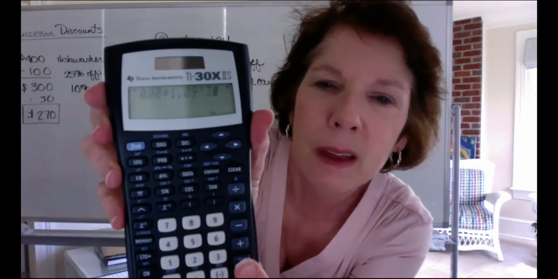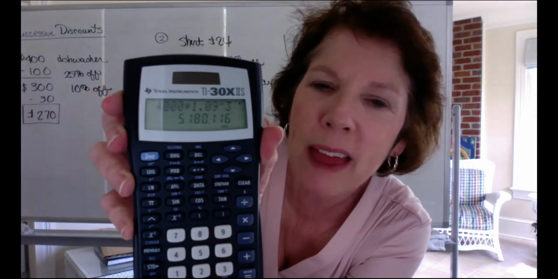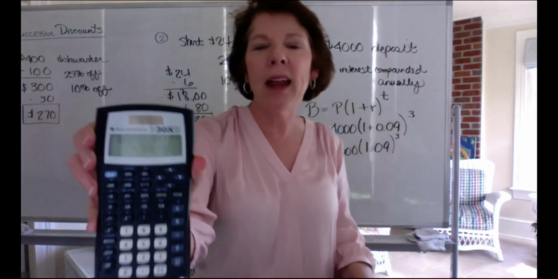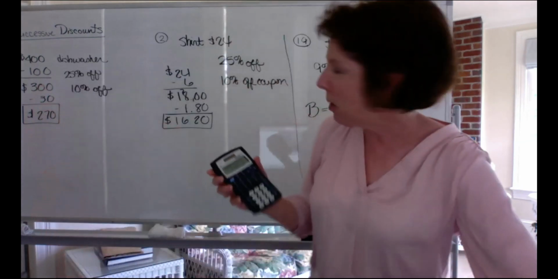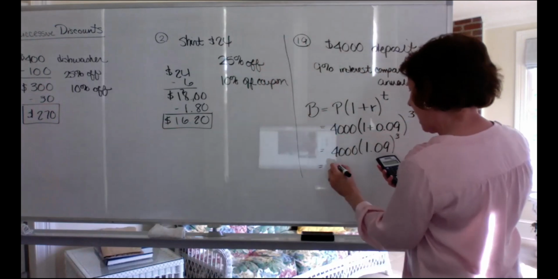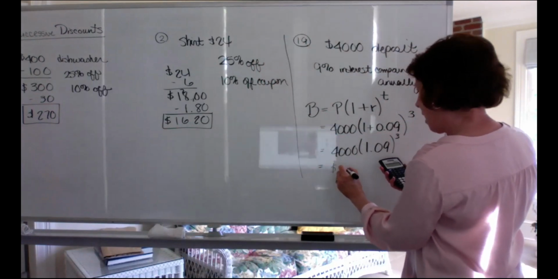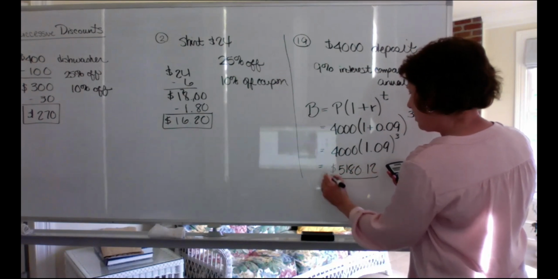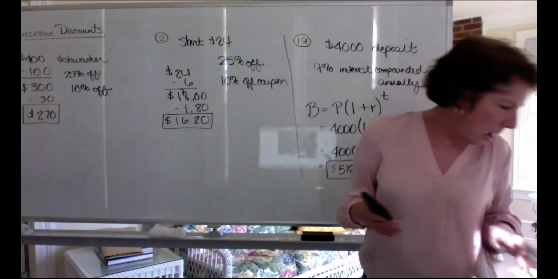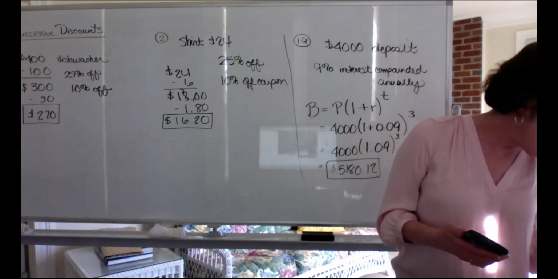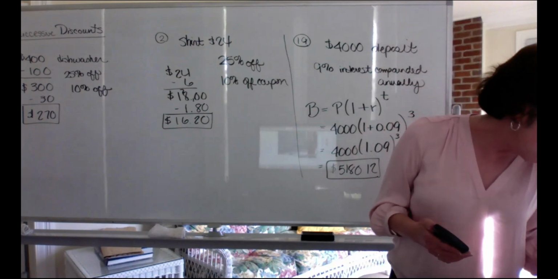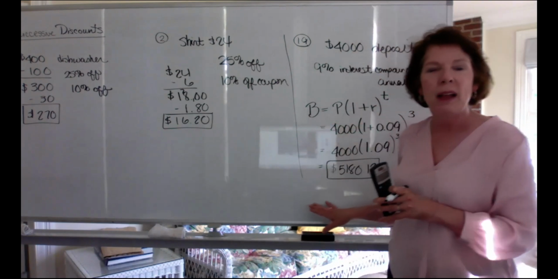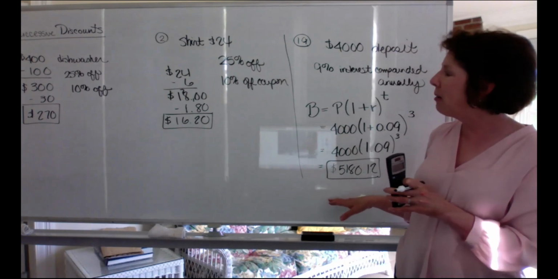I'm checking to see if I have it right. Oh, look at that. Now I'm going to have to round that to the nearest dollar. So let's go ahead and do that. I'm going to have $5,180.12. I'm just checking our answer to make sure we are in good shape. And we are in great shape. Okay, so there's my formula for compound interest.